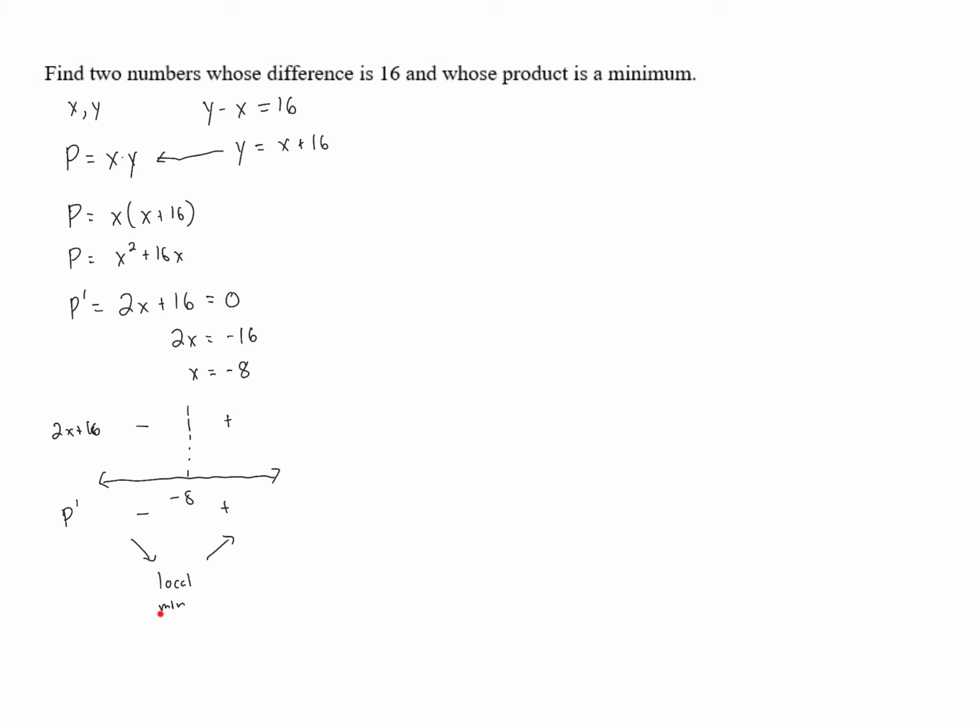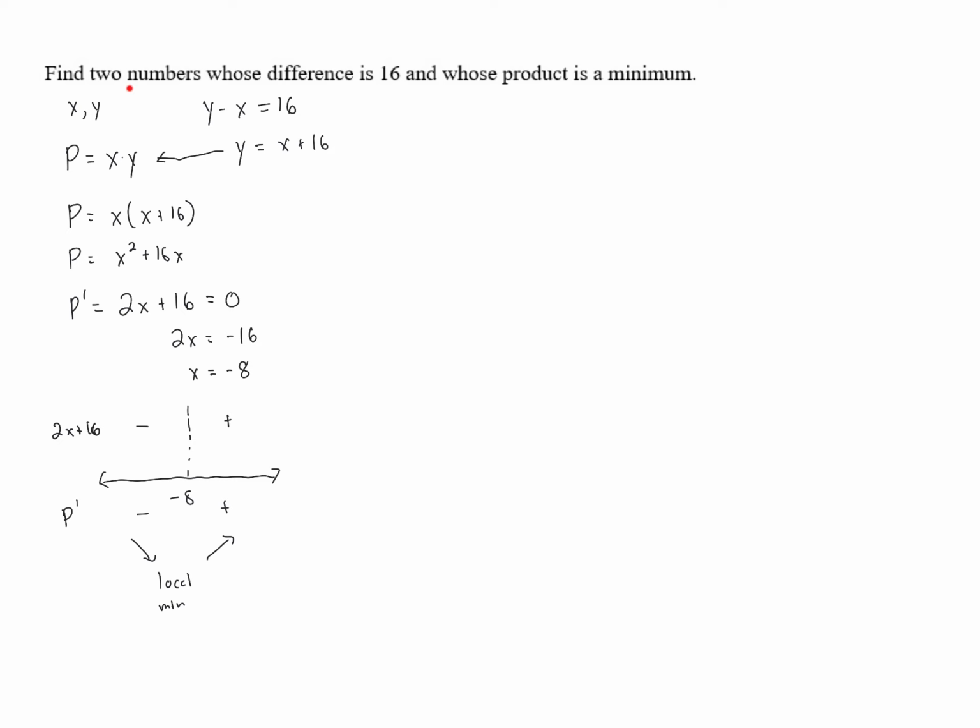But that local minimum has to be a global minimum. Because if we pick other values for x, that product is going to be higher in either direction. This is the only local minimum. And the function is larger everywhere else, so this has to be the global minimum. And so this occurs when x equals negative 8.